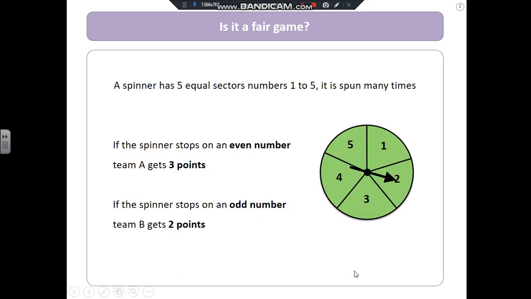Here we've got a spinner. We've got 5 equal sectors, so that means the arrow is equally likely to land on any one of those. If the spinner stops on an even number, team A gets 3 points. And if the spinner stops on an odd number, team B gets 2 points. So have a think, is this fair?